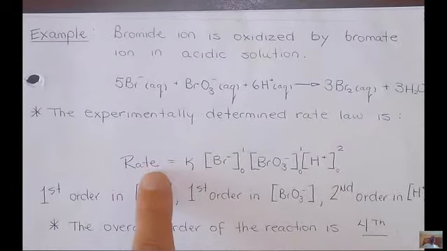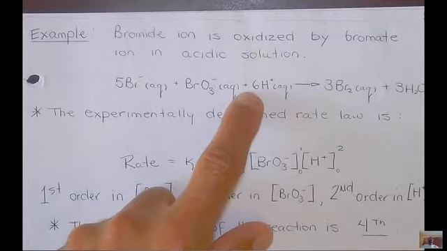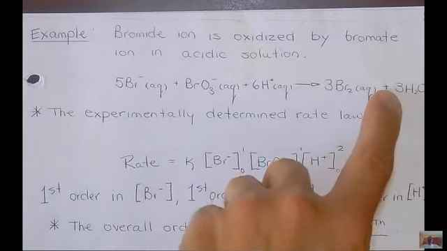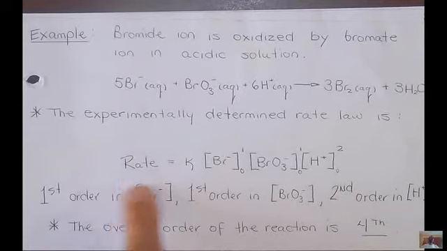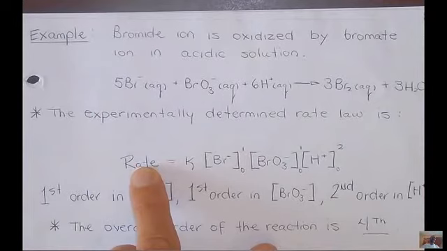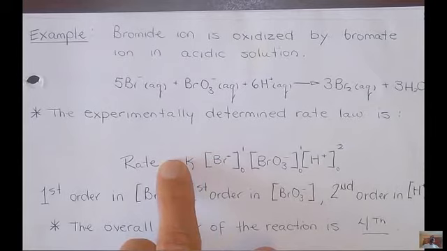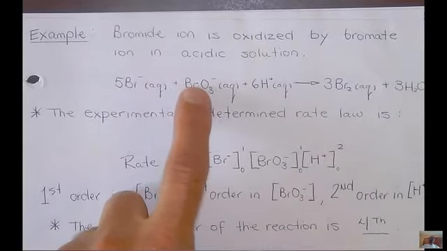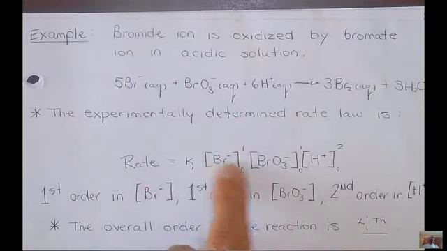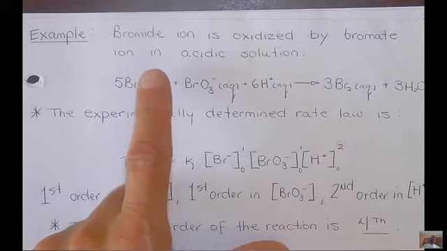Now, I could be following the disappearance of this, the disappearance of this, the disappearance of this, the appearance of this, or the appearance of that. It doesn't matter. We're just going to call it rate for right now. So I'm following one of those. The rate is equal to the rate constant times the concentration of any of the reactants, bromide, bromate, hydrogen ion, to powers that are either given to you or you figured out experimentally.